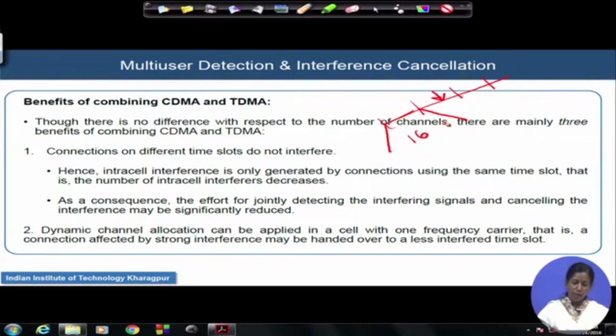So, you can largely reduce the dimension of this multi-user detection approach, and you can apply dynamic channel allocation inside the cell. You can observe the condition of the channel over different time slots. If you see that there is a huge interference coming in this time slot for a typical user, you never schedule that user in this time slot. You schedule that user in some different time slot where that interferer will not be there. So, large control of the interference by that mechanism is also possible in this situation.